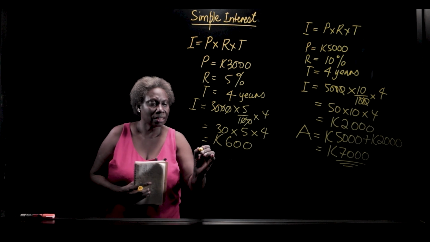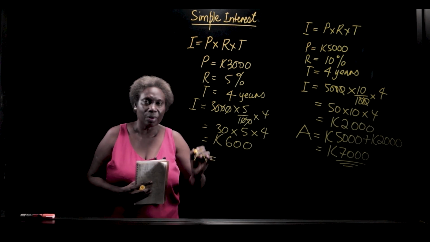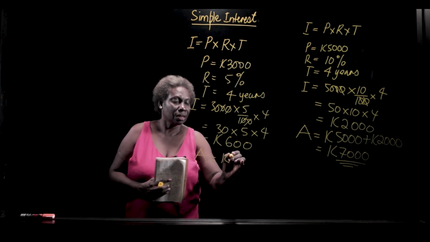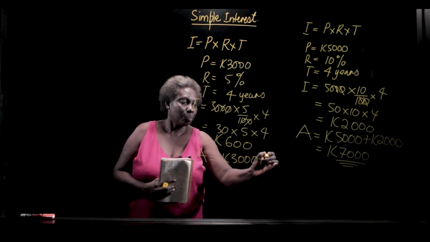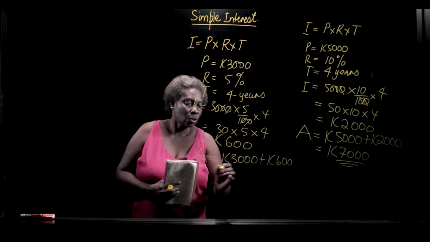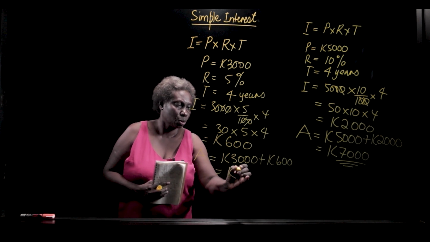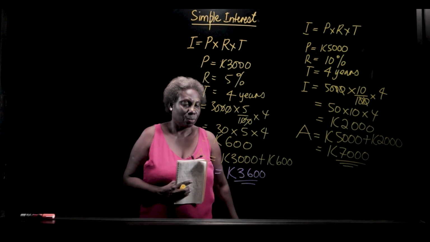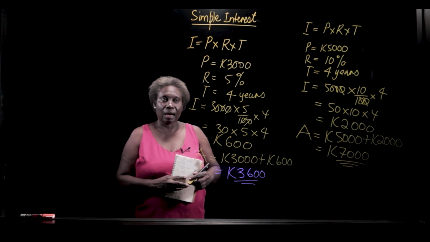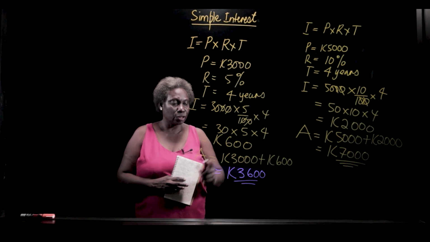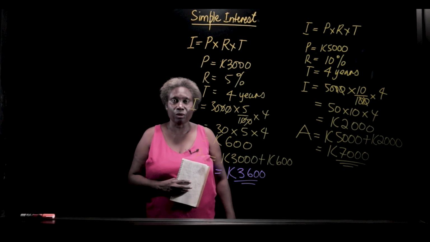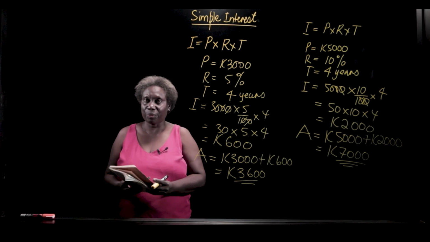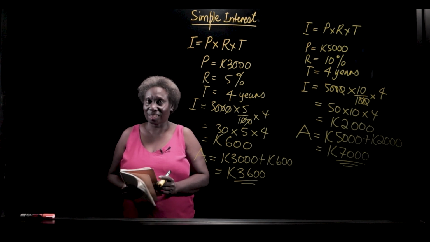Okay, what is the total amount or the accumulated amount that she is going to earn at the end of 4 years? It's going to be 3,000 kina plus 600 kina. So at the end of 4 years, she will have a total of 3,600 kina. So you can calculate the interest using simple interest and you find how much you can get at the end of 4 years. Okay, let's look at another example. This time we are going to find the rate of interest that is charged.